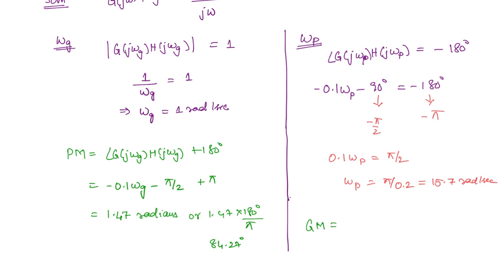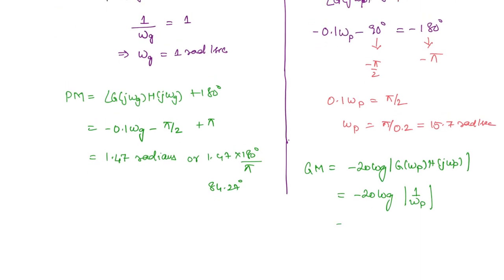Okay. Then what about the gain margin? This is equal to minus 20 log of magnitude of G(j omega p)H(j omega p). So this is equal to minus 20 log of 1 by omega, where omega is the phase crossover frequency here. This will be the expression. So the answer you are going to get is 23.92 dB. What can you say about the stability of this system? The phase margin is positive, the gain margin is also positive, so the system is going to be a stable system.